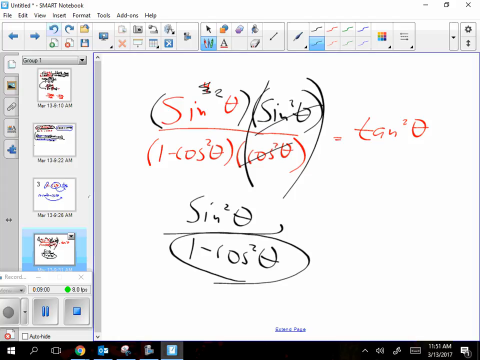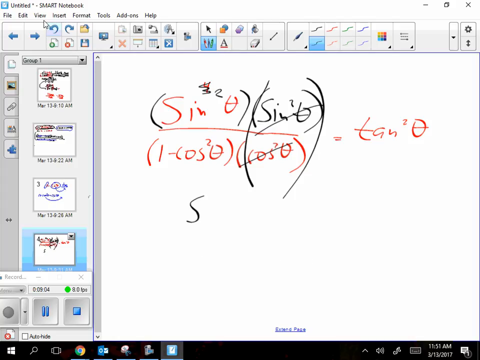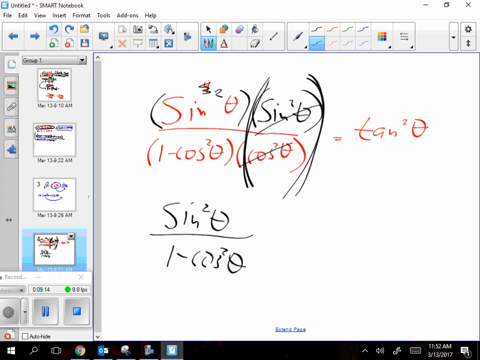Okay, I just did something wrong. I apologize. I canceled the two things that were supposed to turn into tangent. My bad. Let me try again. These two turn into tangent squared. Okay, so then I have sine squared theta over 1 minus cosine squared times tangent squared. And that was this turning into tangent.